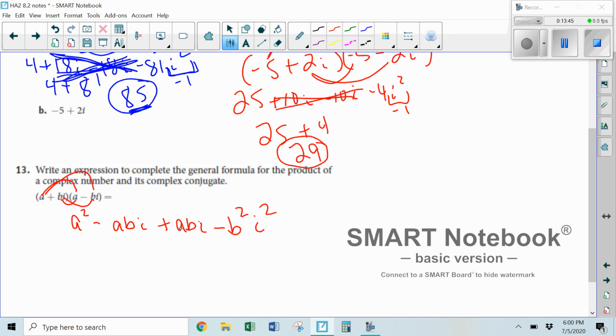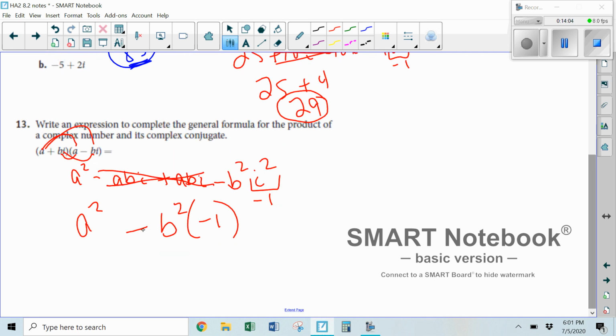Negative abi and positive abi will cancel. Even though I don't know what number that is, a positive and a negative are going to cancel. So that leaves me with a squared. Don't forget i squared is negative 1. So that leaves me with negative b squared times negative 1, which is a negative times a negative, which is positive. So it's going to be a squared plus b squared. Anytime you multiply something by its complex conjugate, you'll get a squared plus b squared.